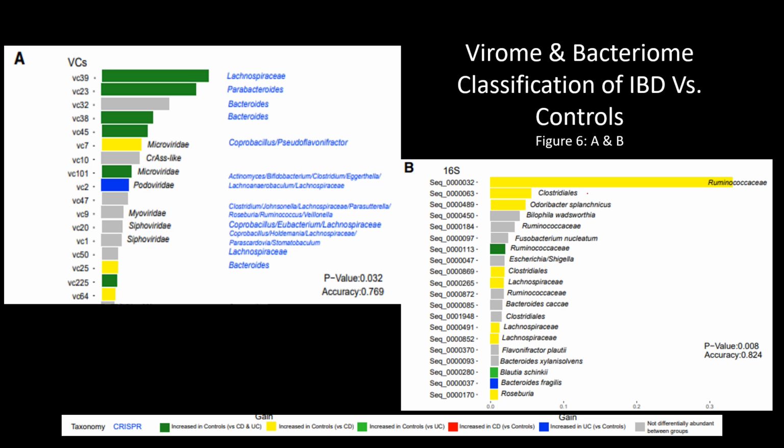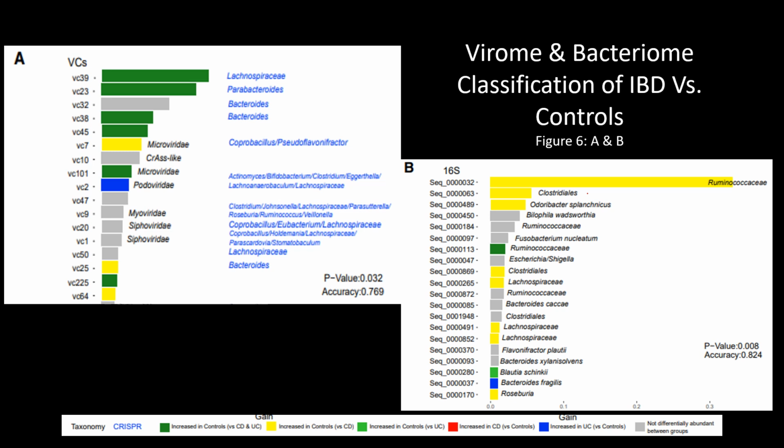So figure B is only using bacterial taxa and 16S rRNA, and this has an 82.4% accuracy. And as we can see, Clostridiales are drastically increased in the controls, but they're decreased in IBD. And there are a few others here that are increased as well in IBD.